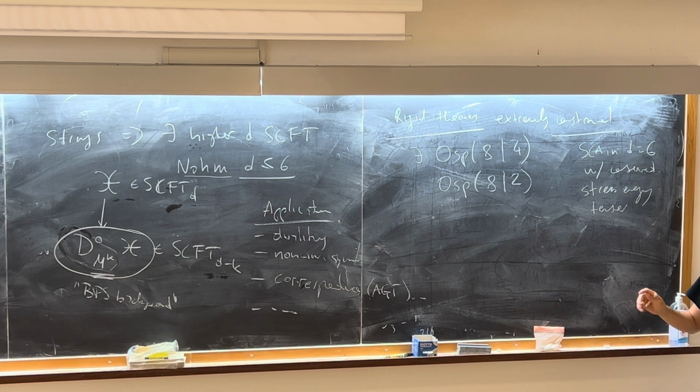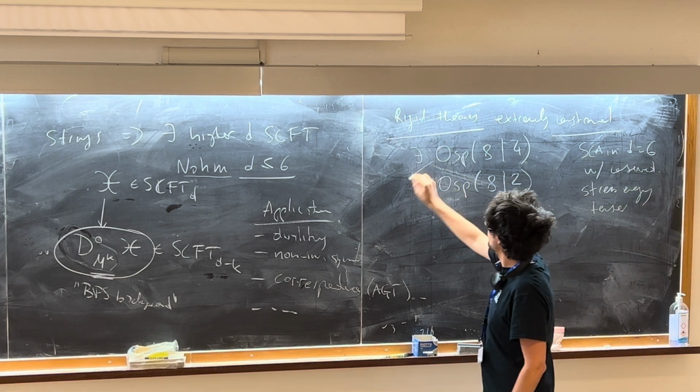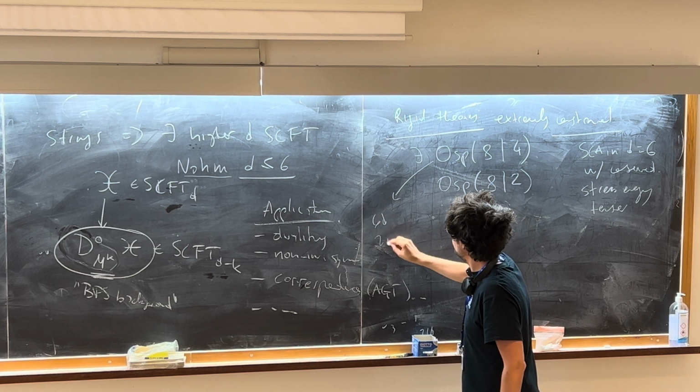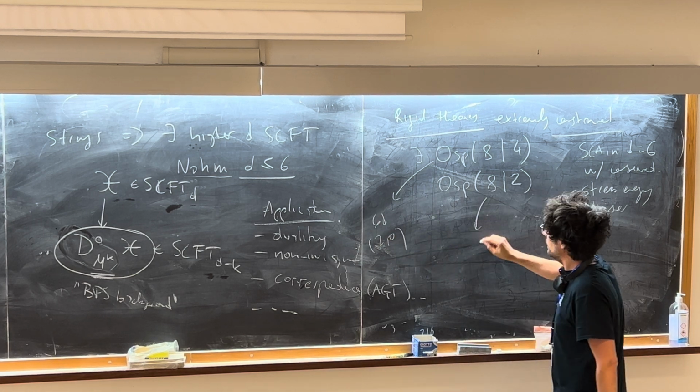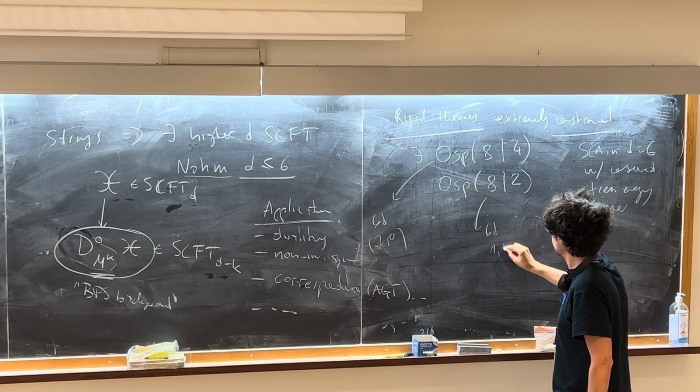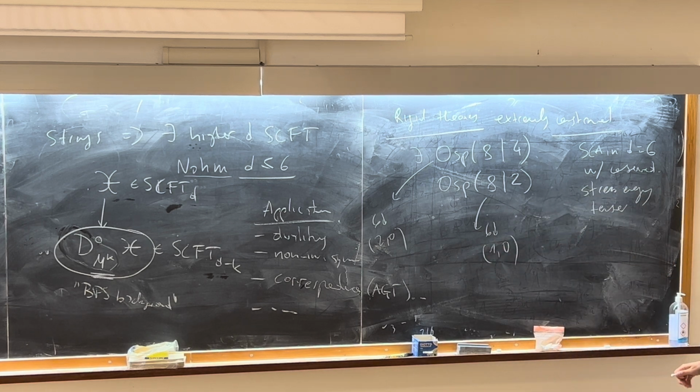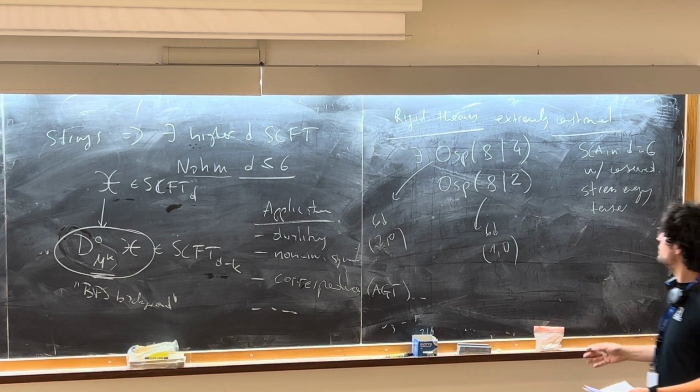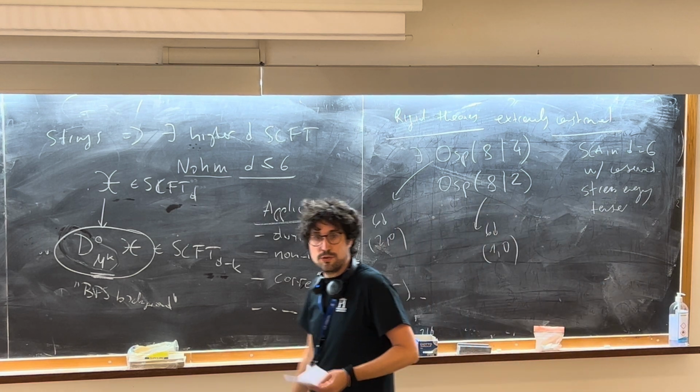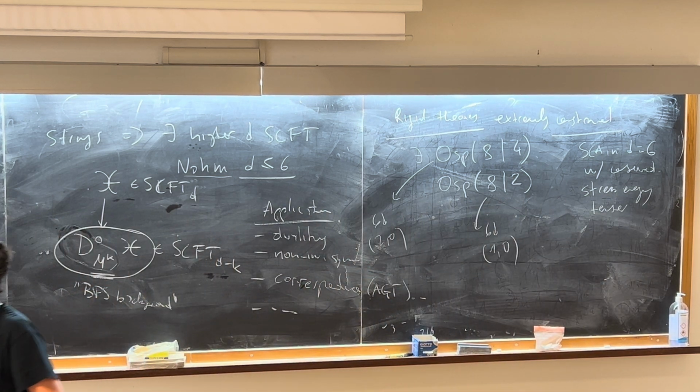So there are only two. This one is realized in the 6D (2,0) theories, and this one is the one for the 6D (1,0) theory. They are very rigid, extremely constrained. It might make sense to try to devise classification schemes for these objects.